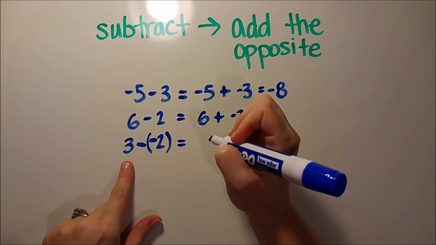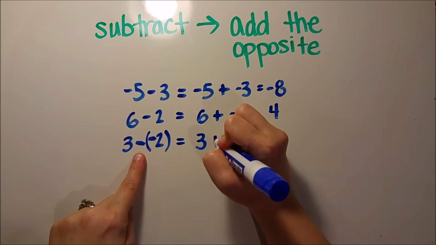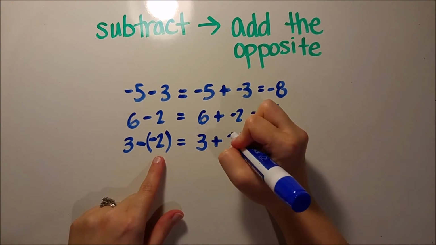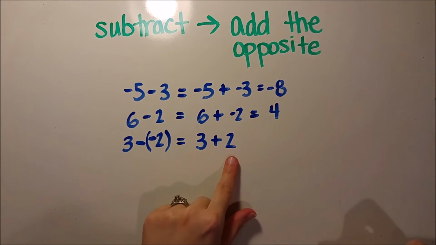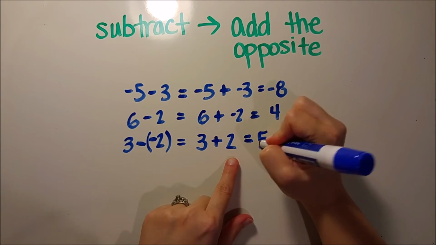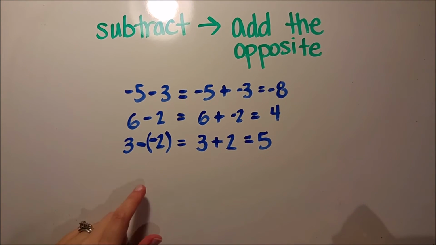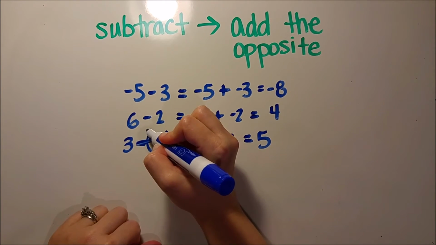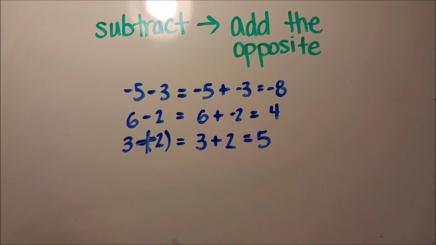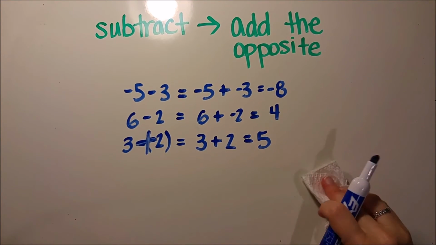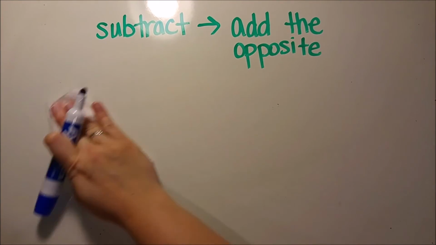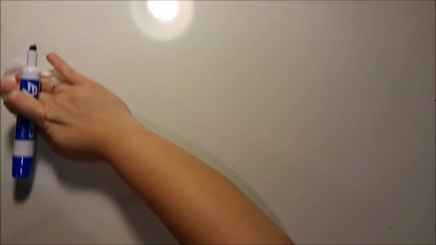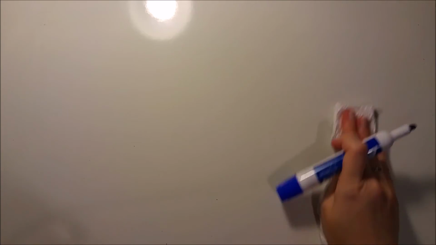Okay? So you have 3. We're going to add instead. The opposite of negative 2 is a positive 2. 3 plus 2 is 5. In a way, you can think of this minus and negative as connecting these together and turning it into a plus. So, whenever you subtract with integers, you will add the opposite.